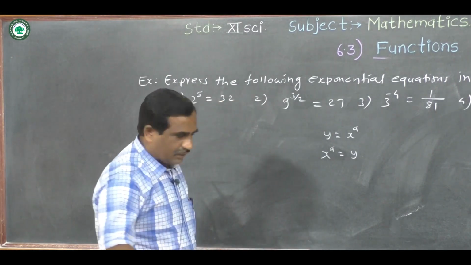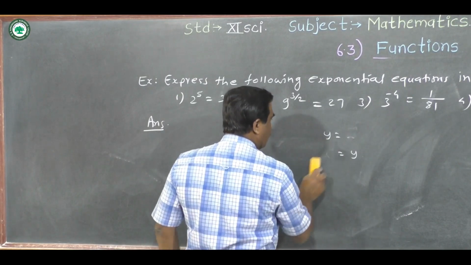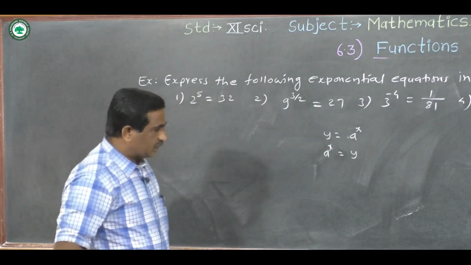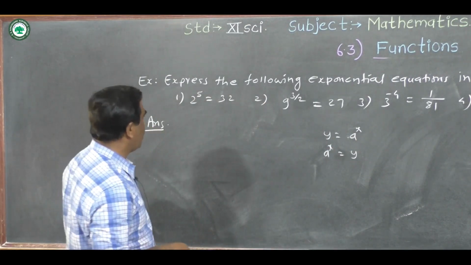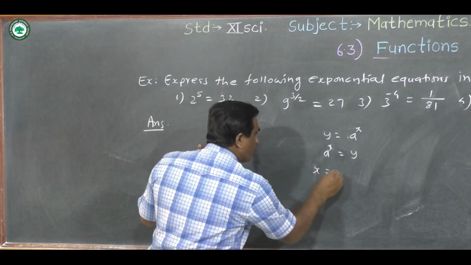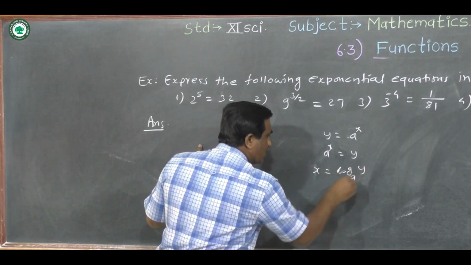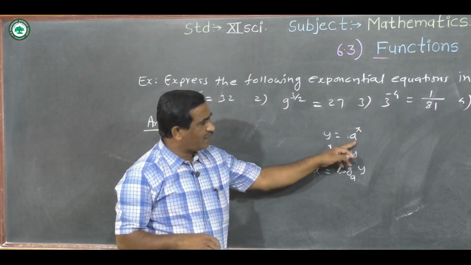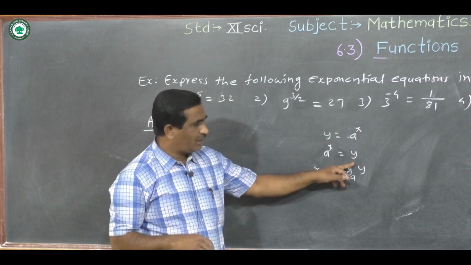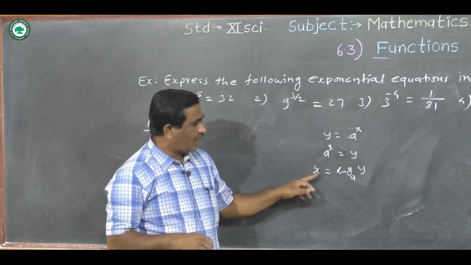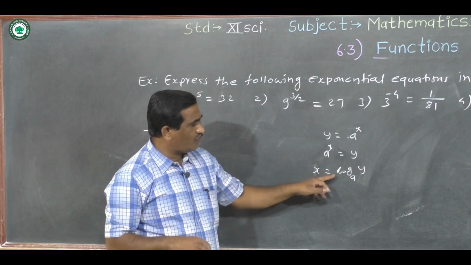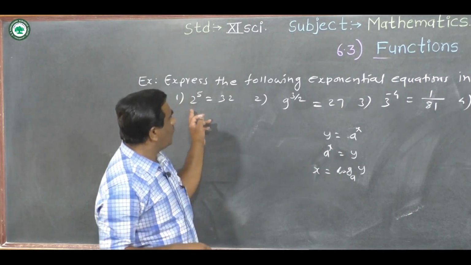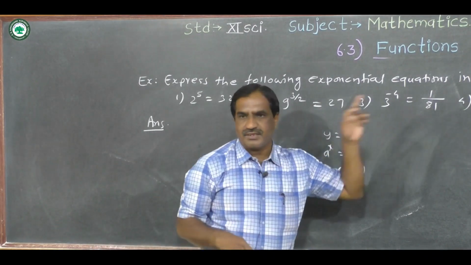Here we take this value as a raised to x. Then we can write y is equal to a raised to x, x is equal to log y to the base a. This is the definition of logarithm. That is, if y is equal to a raised to x, or a raised to x is equal to y, this is the exponential form, and we can write in logarithmic form x is equal to log y to the base a. Using this definition, we can write the logarithmic form for all these equations.